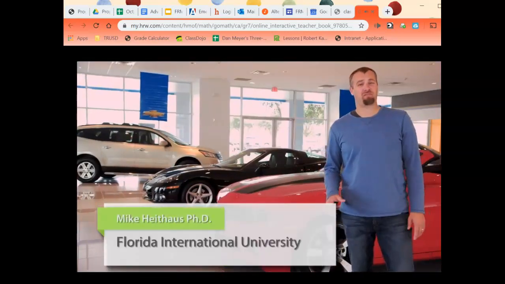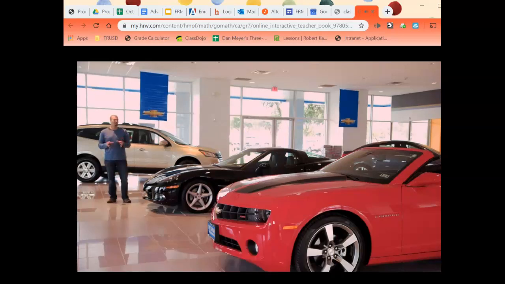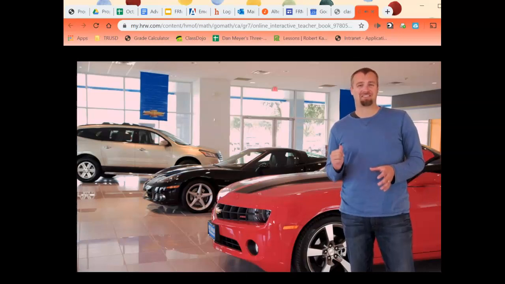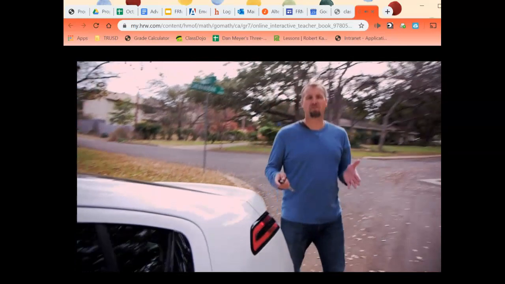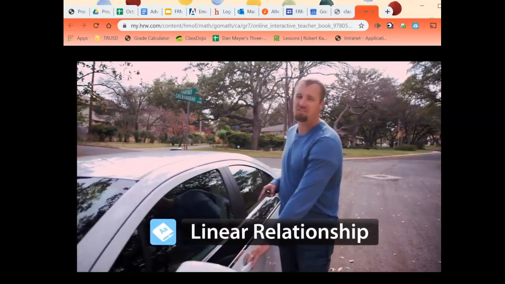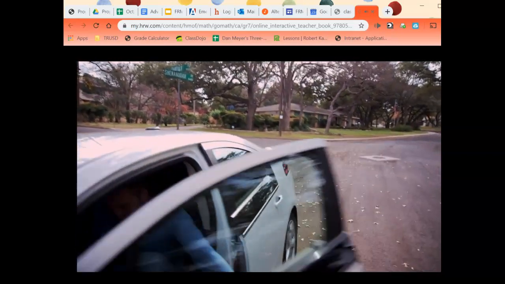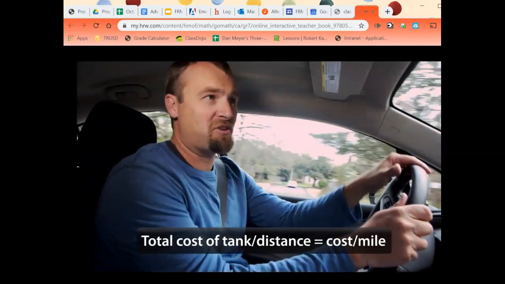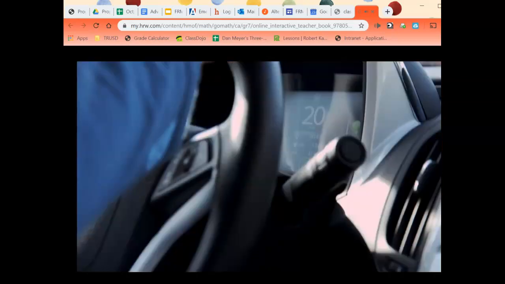Buying a new car may sound like fun, but you also have to make a lot of tough decisions. You not only need to know the car's sticker price, you also need to know how much it's going to cost to fill the gas tank, and how often you're going to have to fill it. You can figure that out with equations that show the linear relationship between the number of gallons in the tank and the number of miles you can drive on each gallon. The total cost for one tank can be divided by the distance it'll carry you. Then you know the total cost per mile.